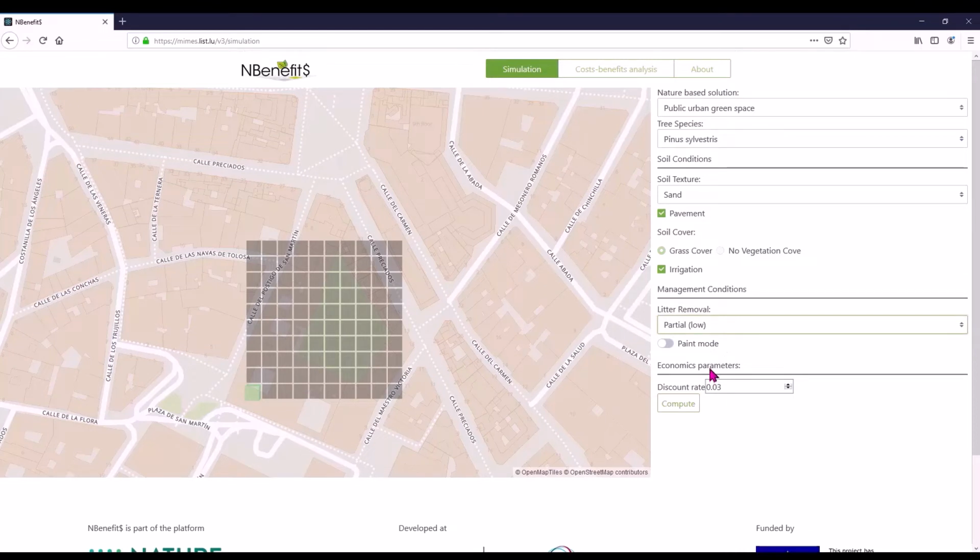the soil texture, the soil coverage, deciding whether the nature-based solution is placed on a paved site, if it will be irrigated, or if its leaf litter will be partially or totally removed. And finally, you can paint the same characteristics to define the archetypal scenario of a nature-based solution in the grid.